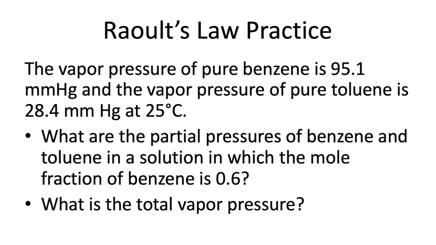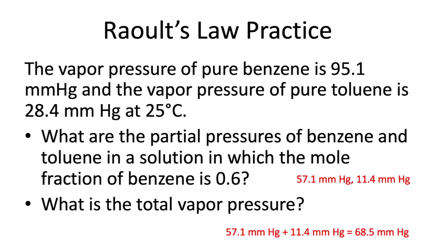And likewise for toluene, we take our 0.4, our mole fraction, and we multiply by 28.4, which is the vapor pressure of the pure liquid. And that gives us 11.4 millimeters of mercury. And the total vapor pressure is just the sum of the partial pressures of each of those. So if we add them together, we should get 68.5 millimeters of mercury.